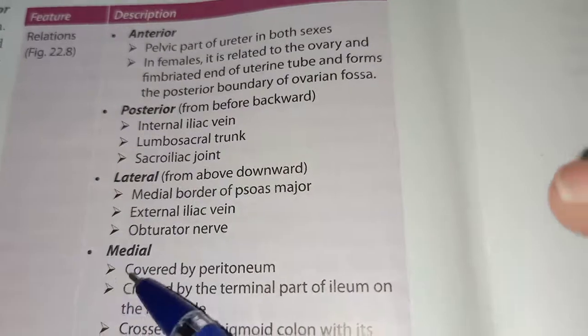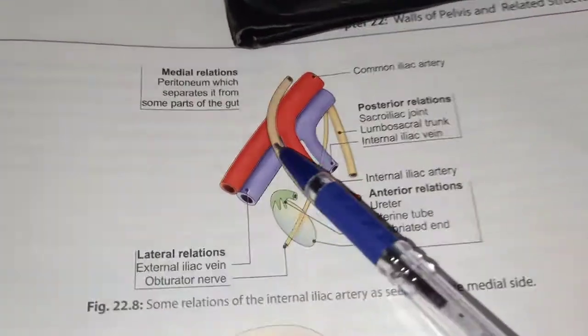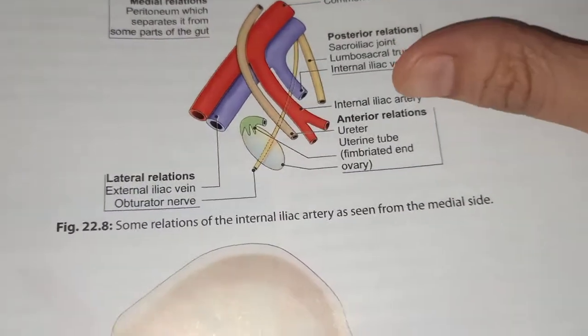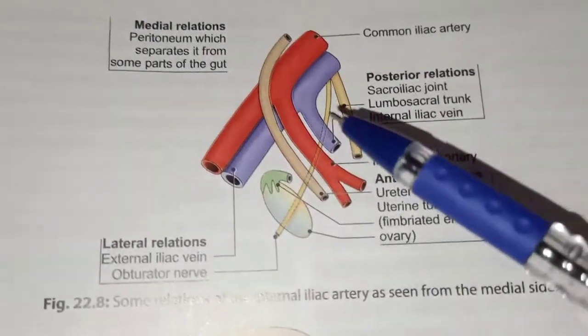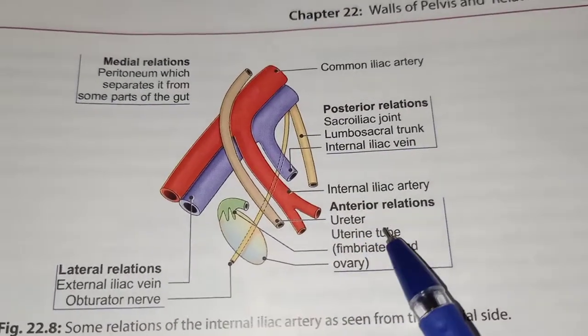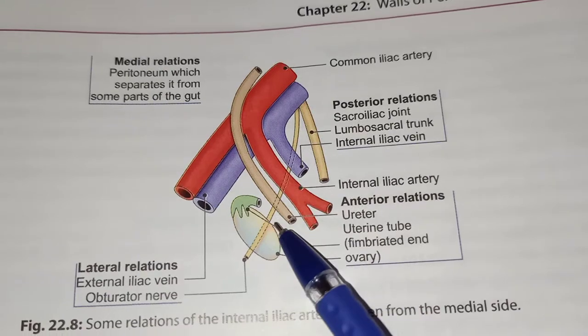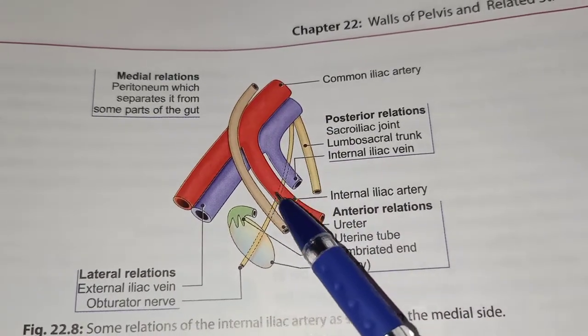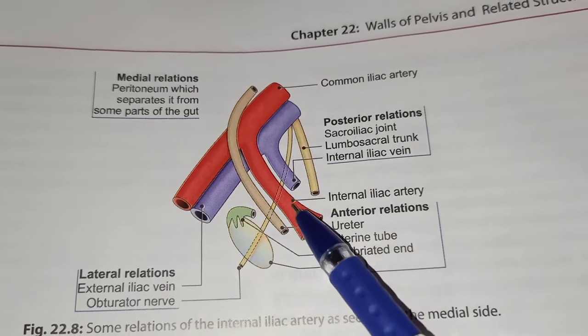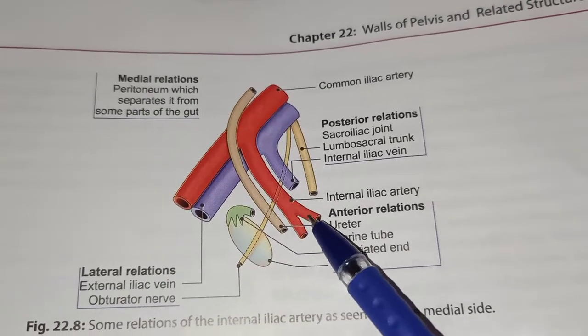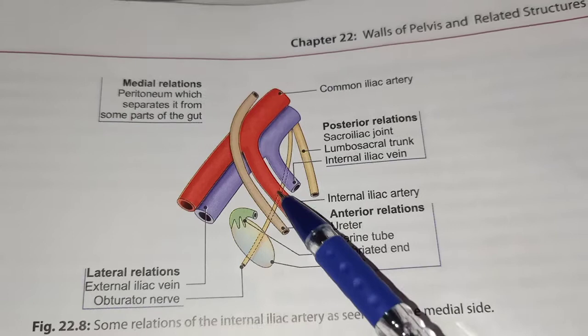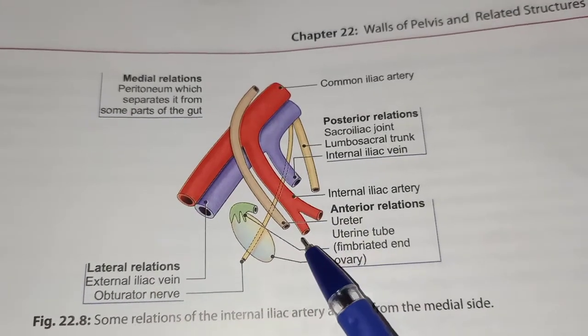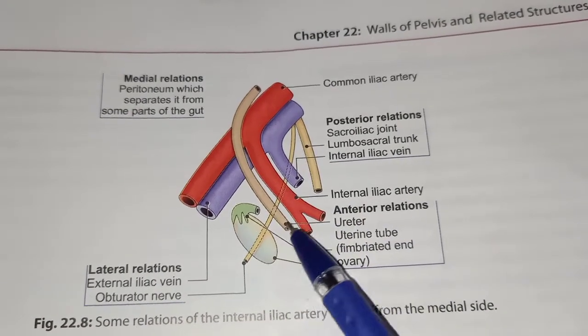Internal iliac artery is related to what? So just see here, this is the relation of the internal iliac artery. Okay. Now anterior relation, this you have to remember. Anterior relation, see, this is the common iliac. It is dividing into internal iliac. Yes, this is the internal iliac. So that would be anterior trunk, the posterior trunk this way. This is internal iliac. So what is the anterior relations? This is the anterior relation.